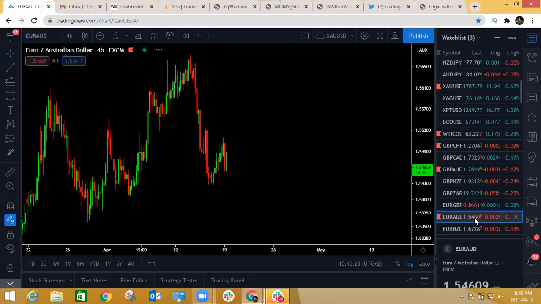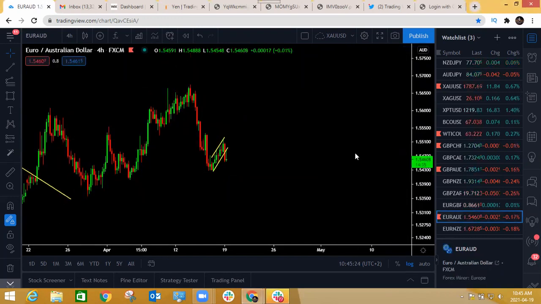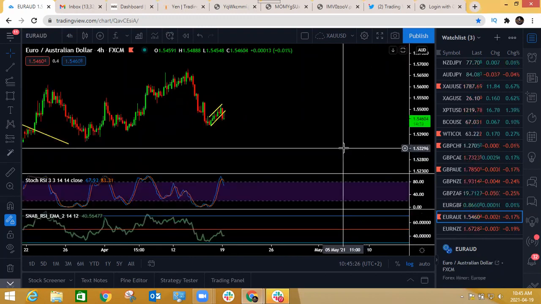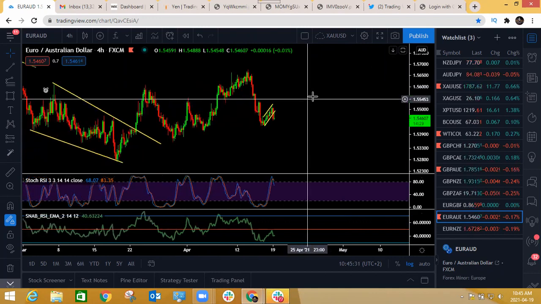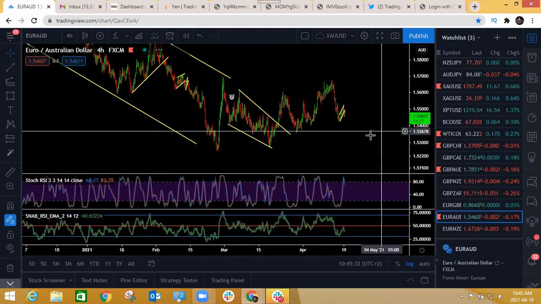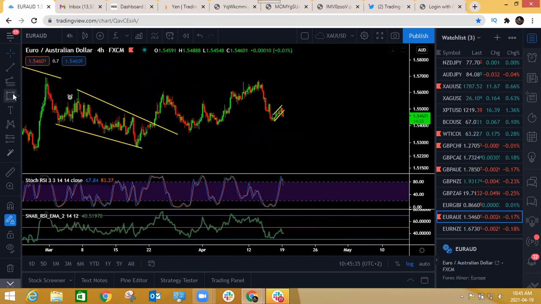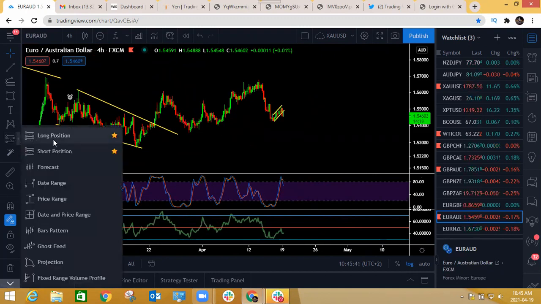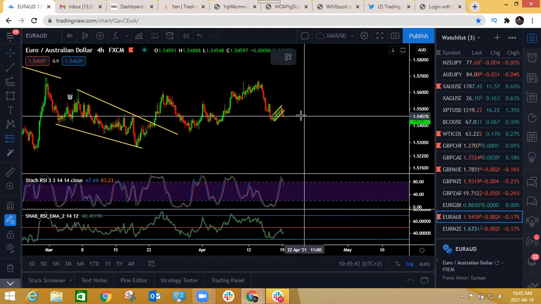Euro Aussie, that's another trade setup. All confirmations are for downside. As you can see, we're going to get another leg to the downside here. So Euro Aussie, here is a trade setup for another short position, already confirmed.